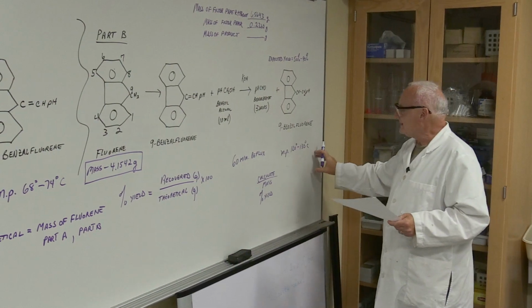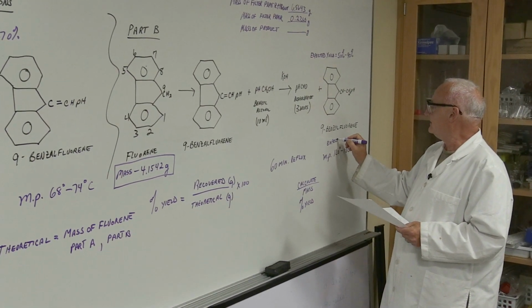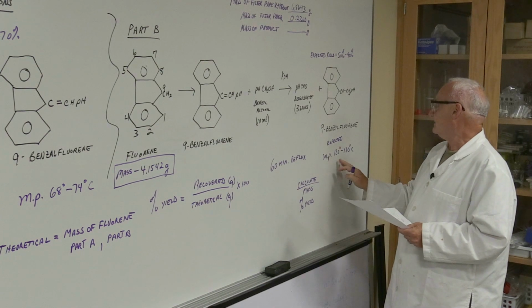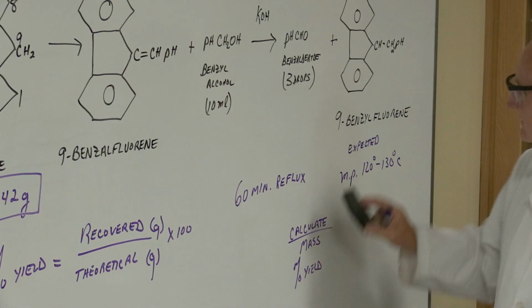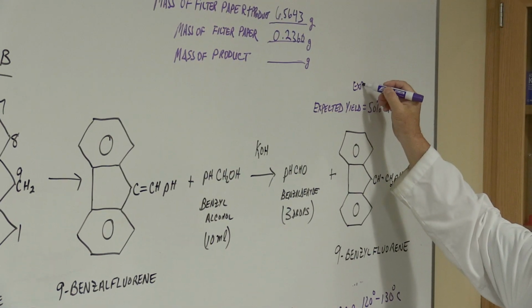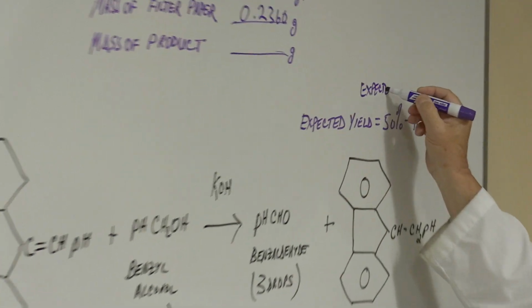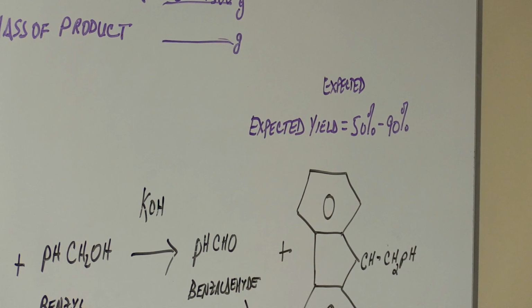Our expected yield is between 50 and 90%. So if you don't get that value, that's part of your error analysis.